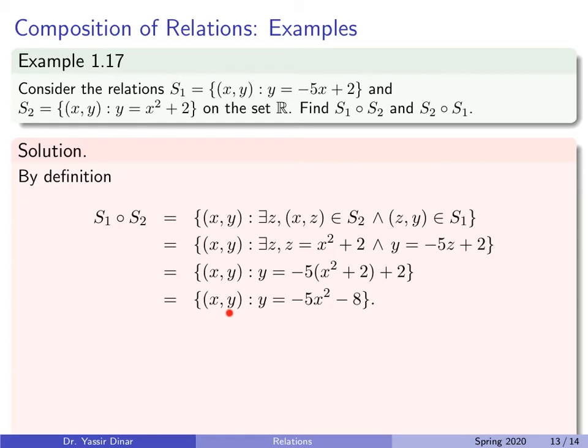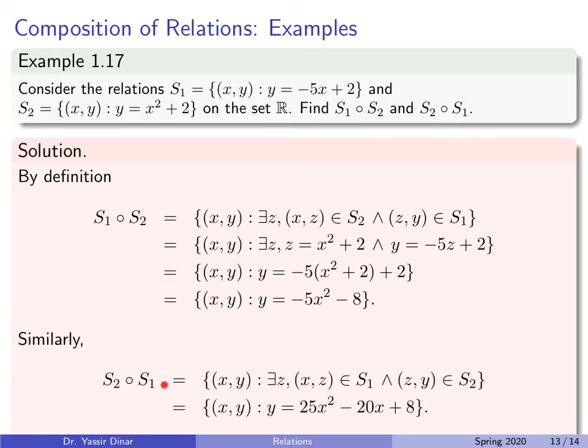So I find the composition of the relation S2 and the relation S1 as all the pairs x and y, such that y, the second coordinate, is equal to minus 5 times the first coordinate squared minus 8.